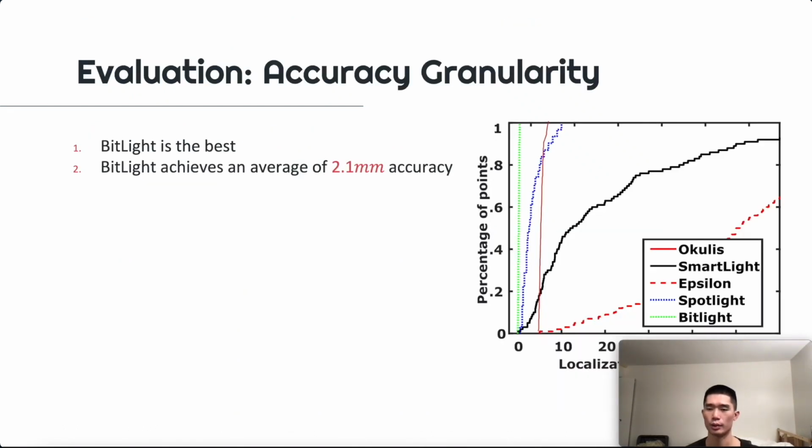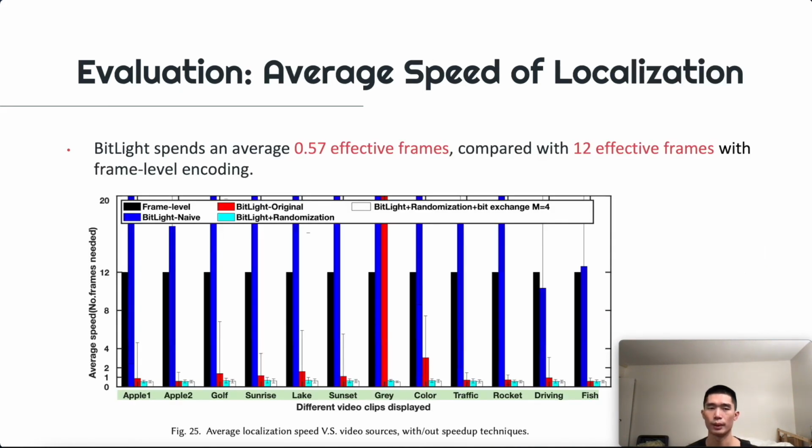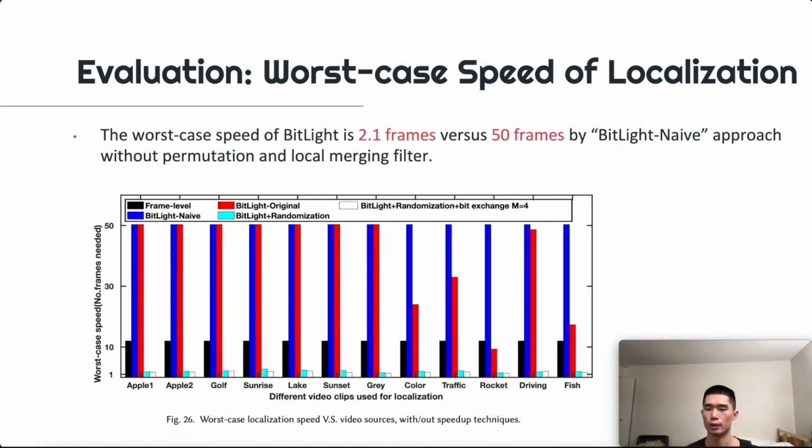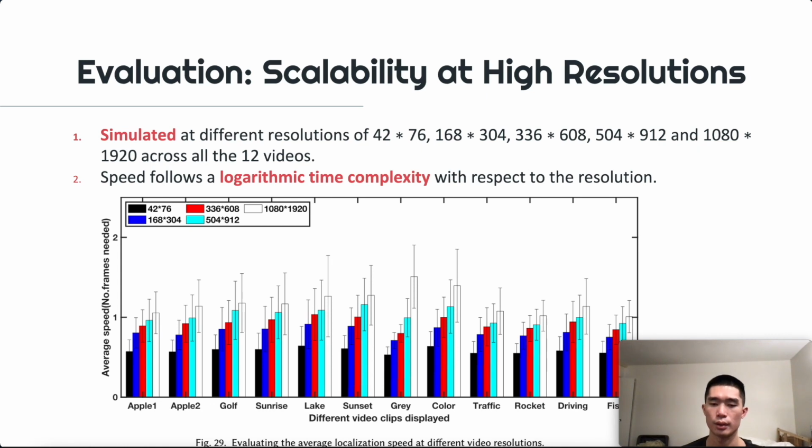Our accuracy is up to 2.1 millimeters, which is pretty good. And the average speed of our system is almost 20 times faster compared with frame-level techniques. Even the worst-case speed of our system is, as you can see, almost 25 times faster. Our system is also pretty scalable at higher resolutions based on our simulation results. And mathematically, the localization speed follows a logarithmic time complexity with respect to resolution.